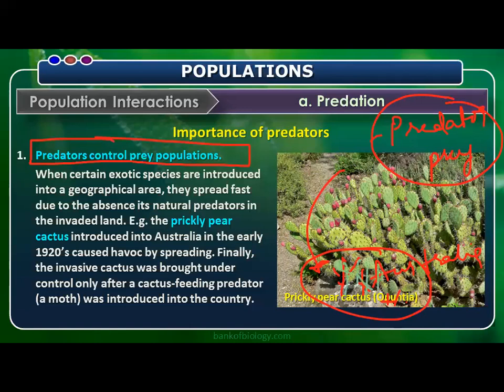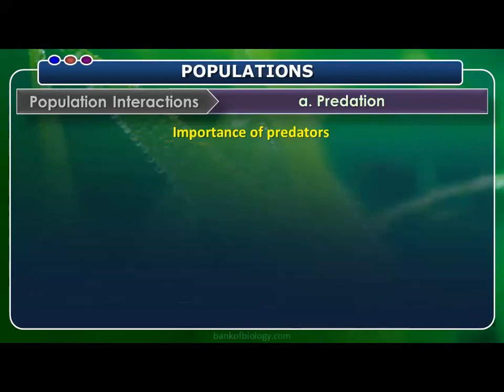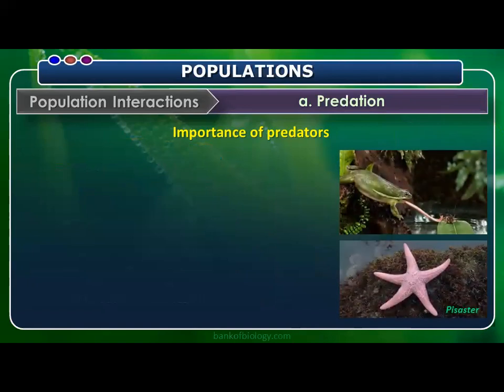To control it, the scientists, the ecologists, introduced a cactus-feeding predator into that country to control the prickly pear cactus. So that is the importance of predators. A predator must be present to control the prey population. This is one of the best examples to justify the statement.